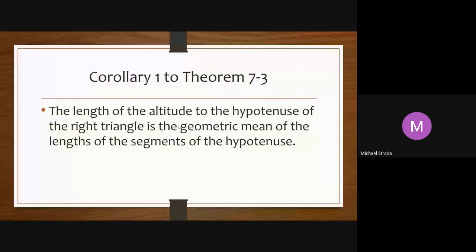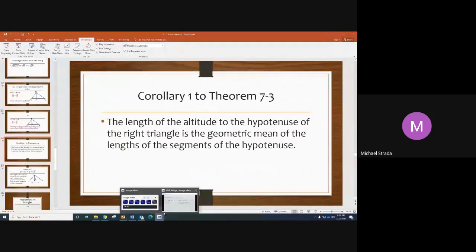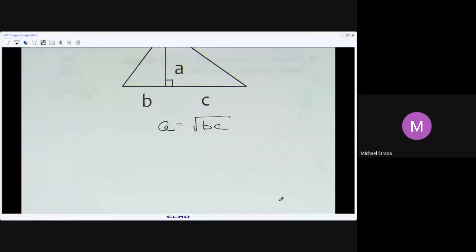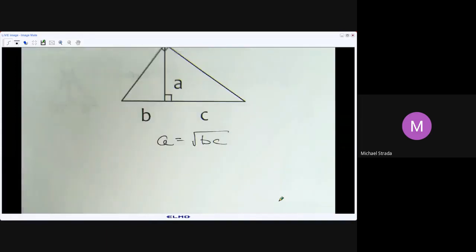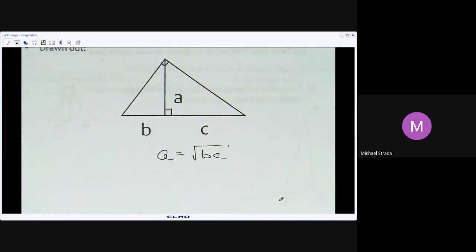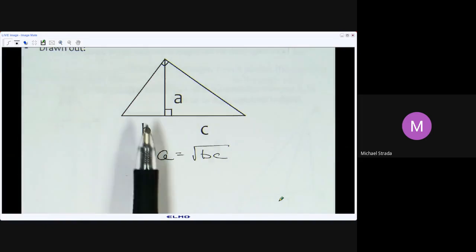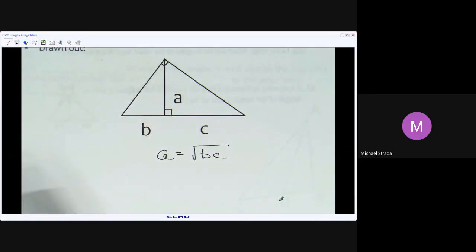Drawn out, A equals the square root of BC. So if you take the individual parts of the hypotenuse, multiply them together, and take the square root, you can now get the height of the triangle. Each and every time. Okay?